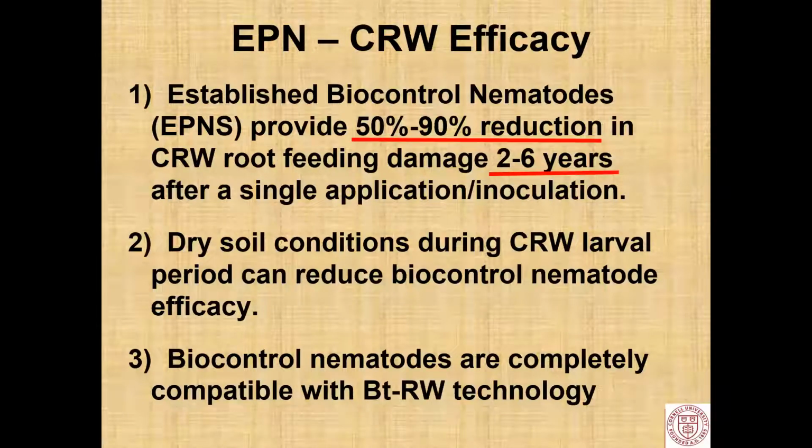So we feel comfortable in saying that if you apply biocontrol nematodes once, you'll get a 50 to 90% reduction. Our data shows 2 to 6 years. Dry soil conditions might be an issue, and they're completely compatible with our BT rootworm technology.